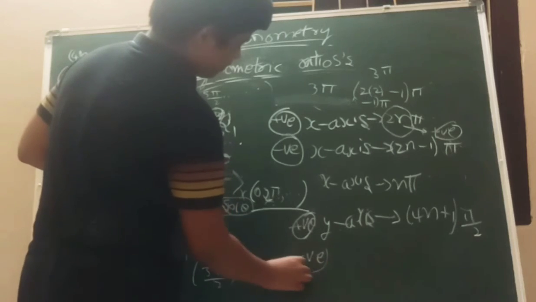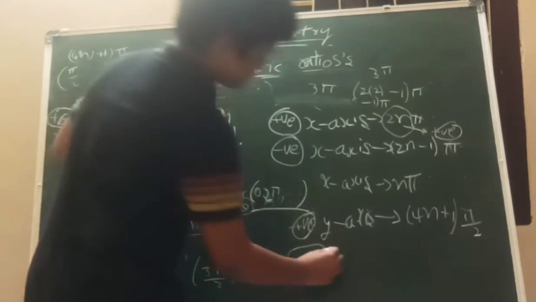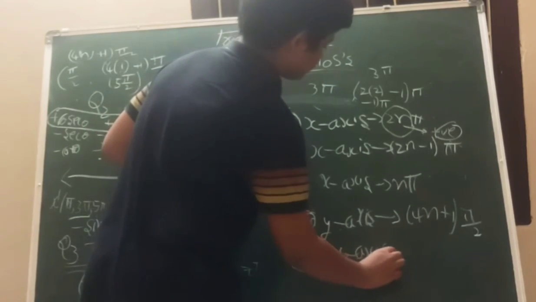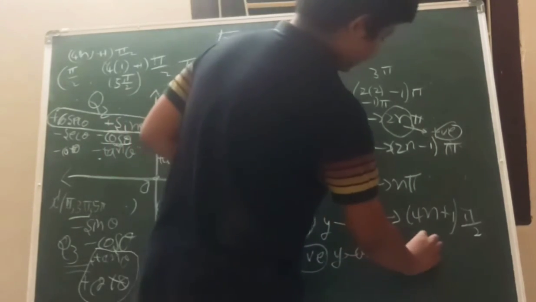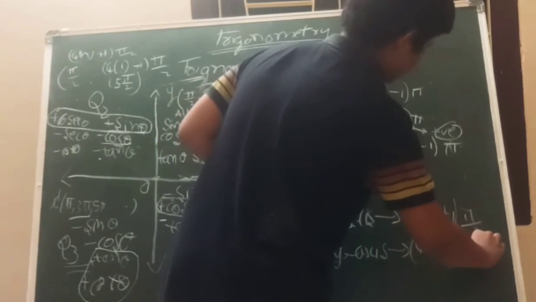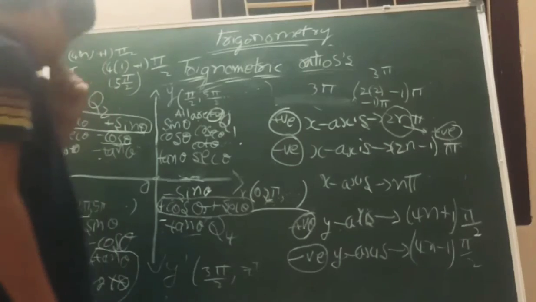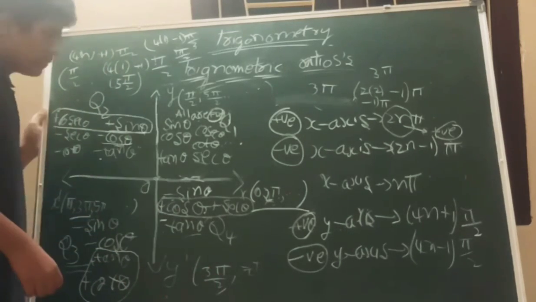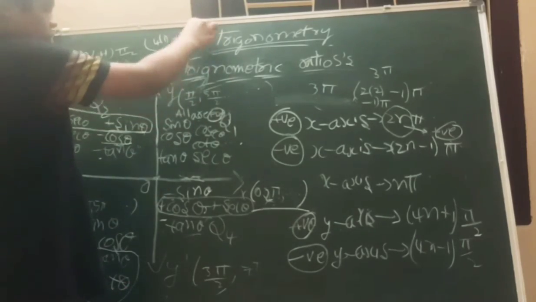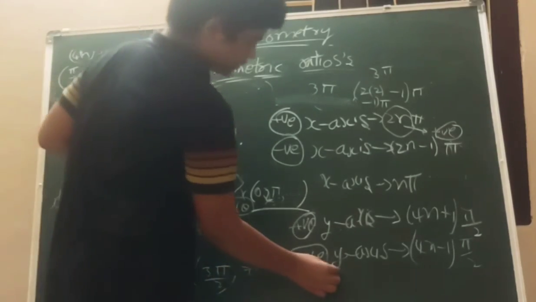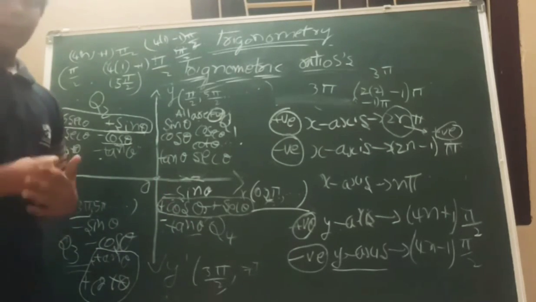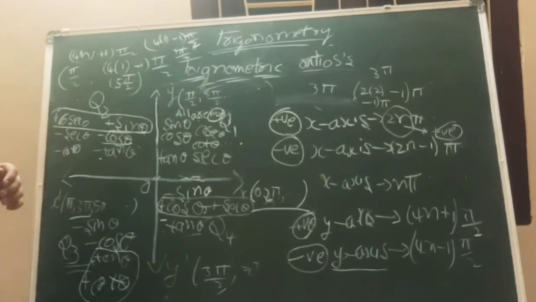And the general form of the negative y-axis is (4n minus 1) into pi by 2, because 4 minus 1, that is 3 pi by 2. So hence the general form of the negative y-axis is (4n minus 1) into pi by 2.